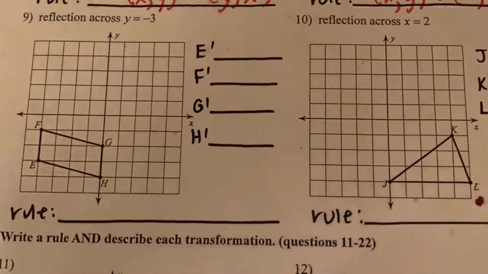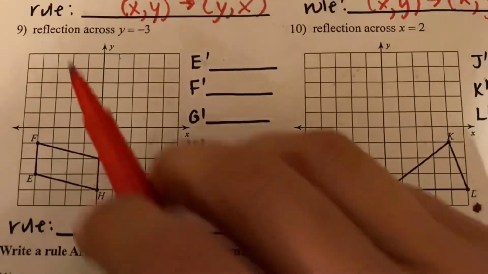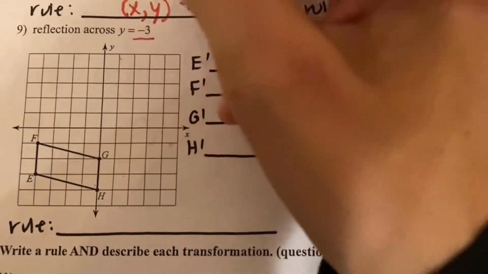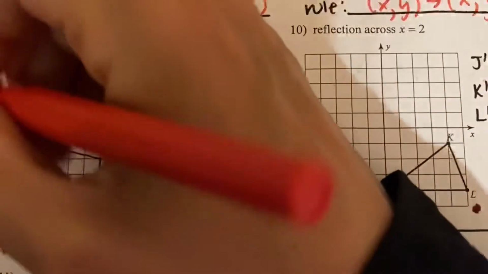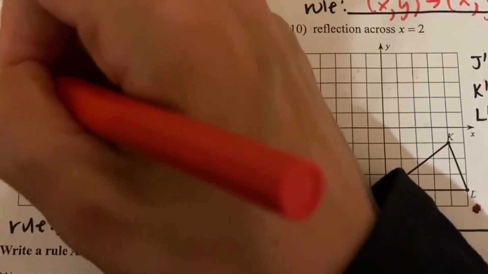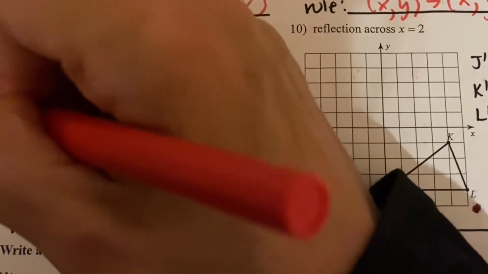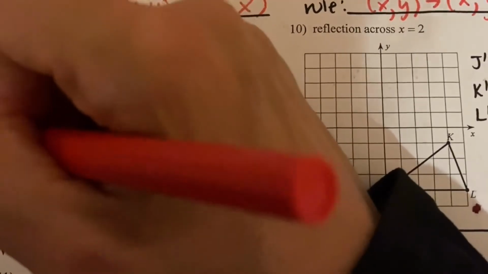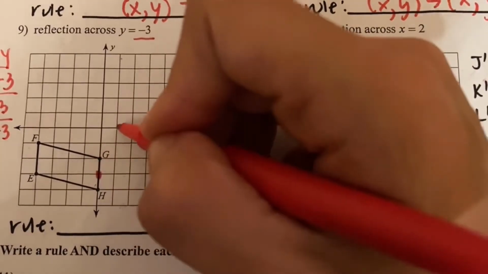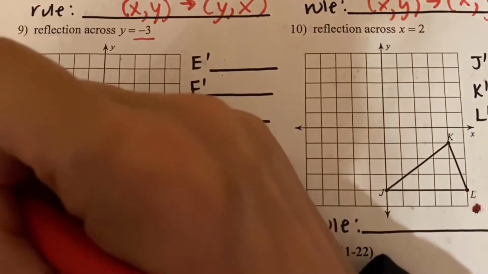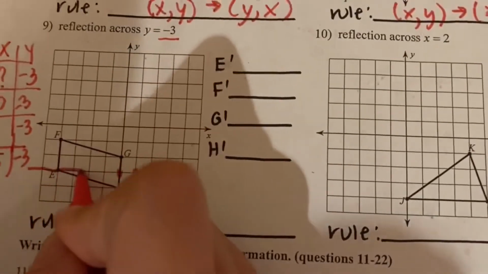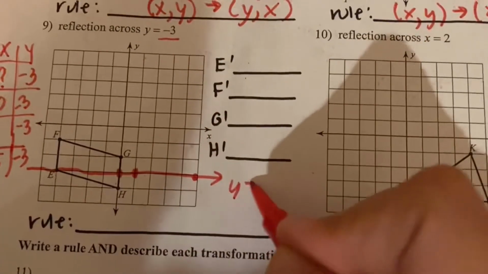Let's try another. Reflect across y equal -3. So I don't know why y equals -3, so let's think about that. X could be whatever we want. Y has to be -3. So 0, -3, 1, -3. I could also do 5, -3. This is my line, y equal -3.